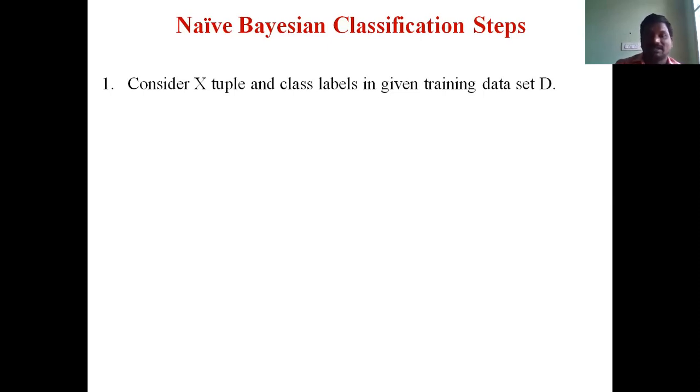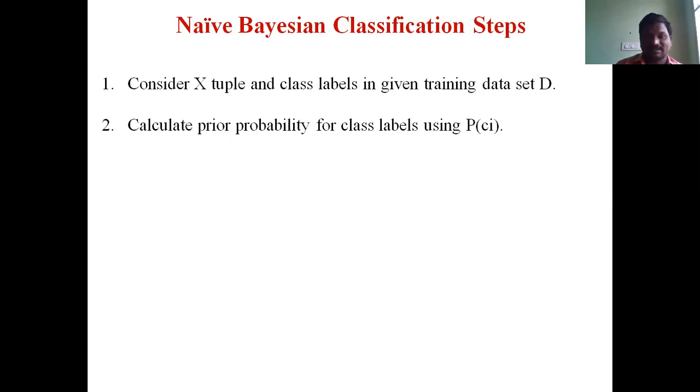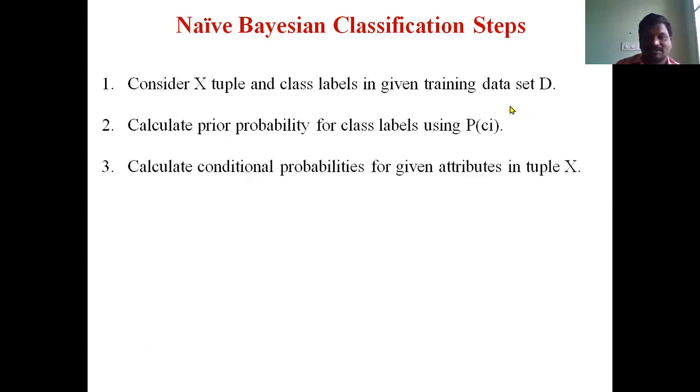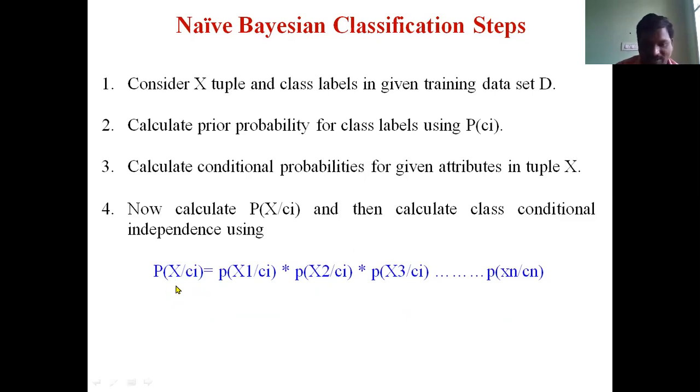The first step is to consider the tuples X and the class labels in the given training set D. The second step is to calculate the probability of Ci, that is, the a priori probability. How do you identify the probability P(Ci)? The third step is to calculate the conditional probability for the given attributes in tuple X, and then calculate P(X|Ci), using class conditional independence with a formula. What is the formula in this case?